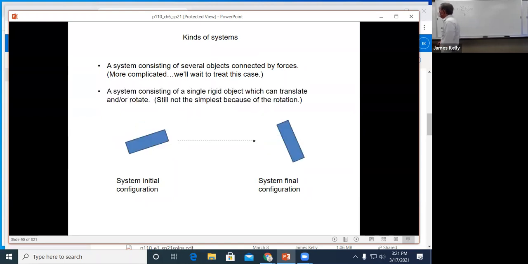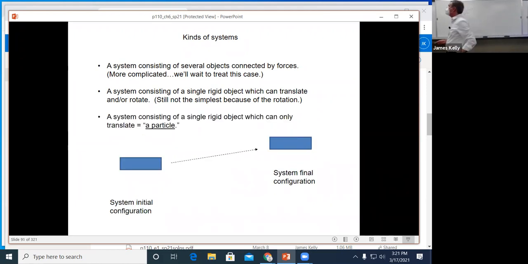A somewhat simpler system that we might consider how much work is done on it and how the effect is a rigid body, like a book or something like that, that's not changing shape, or a piece of metal. But it still might rotate in between the initial position and the final position. My block here, I might say, oh, it's a rigid body, but it's rotating and tumbling over itself as it moves from initial to final. That's still somewhat complicated, so we're not going to deal with that right away.